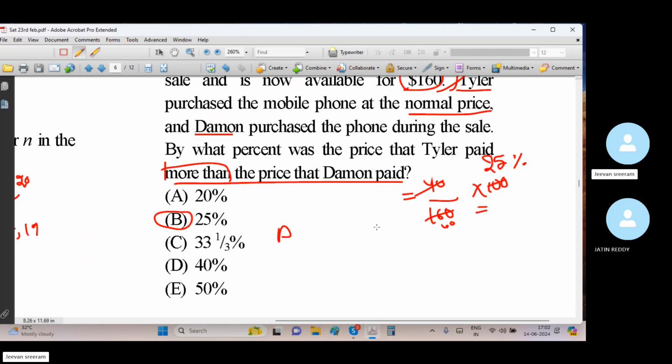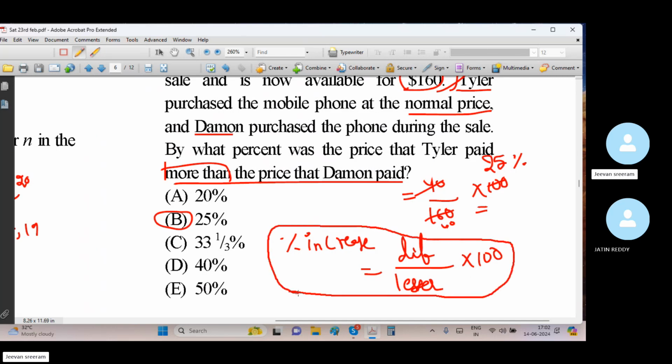Taylor paid more than Damon. Please observe the words 'more than'. Whenever you see more than, it is percentage increase. He's asking for percentage increase, which means difference divided by the lesser quantity into 100, because the increase always happens on the lesser quantity. Is it clear, buddy? Yes, sir. Similarly, for percentage decrease, it is the difference divided by the greater quantity into 100.